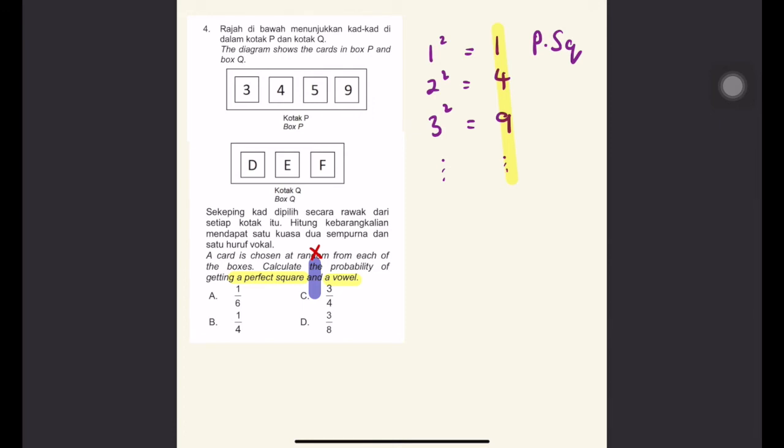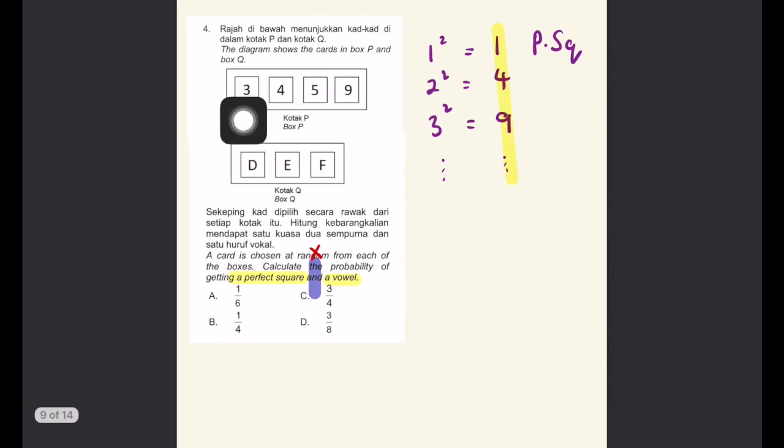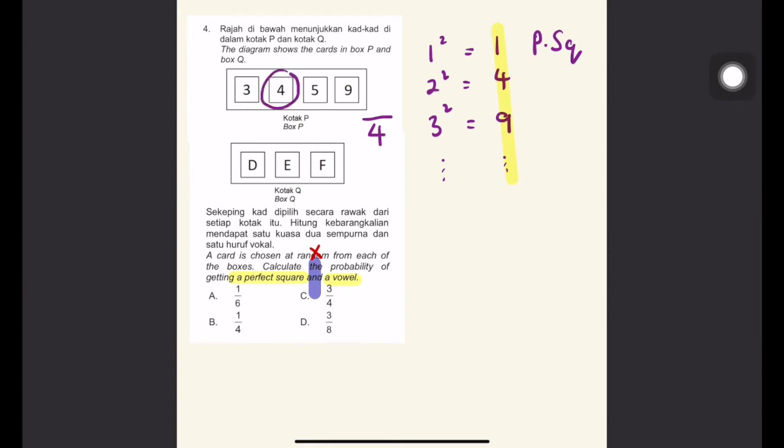Okay, so now we look at the first box. So we have 1, 2, 3, 4. We have 4 cards inside of that box. So the probability is over 4. Jangan lupa. So now, perfect square. Which number is perfect square? Perfect square is number 4 and number 9. So only 2 cards. So 2 out of 4 is perfect square. So the probability is 2 over 4.